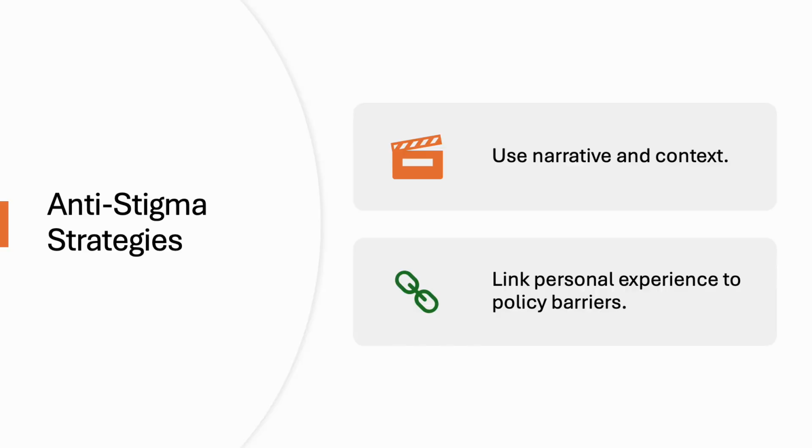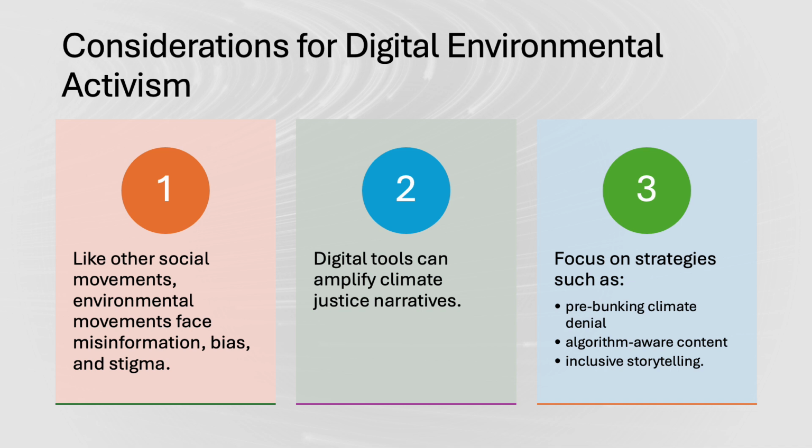To dismantle stigma, we must pair stories with structure. Personal narratives must also call attention to systemic obstacles. The point is, we're whole people, not problems to fix. And this approach is critical to environmental activism. Fundamentally speaking, environmental activism isn't separate from these challenges, it embodies them. Misinformation distorts climate science. Bias minimizes indigenous and frontline voices. And stigma targets environmentalists as extremists. Digital tools can help activists shape narratives that are truthful, inclusive, and persuasive.